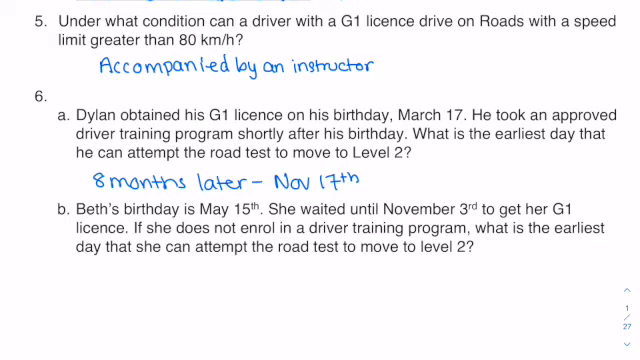All right, the next part here is Beth's birthday is May 15th. She waited until November 3rd to get her G1. If she does not enroll in a driver training program, when can she get her G2? And that would be November 3rd of the following year. Just because you wait later to take your test does not mean that you get a shorter time in G1. It is a full year, or 8 months if you have a course, from the time you took the test.